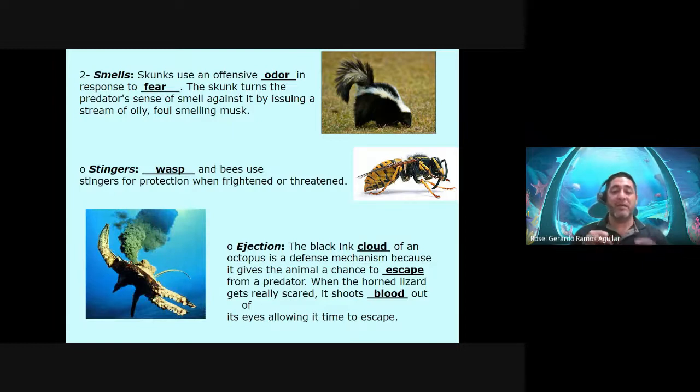Stingers: wasps and bees use stingers for protection when frightened or threatened. Okay, so when they feel fear, they go and sting, or when they feel threatened, they go and sting. Okay, so we have to be careful with this type of animals.